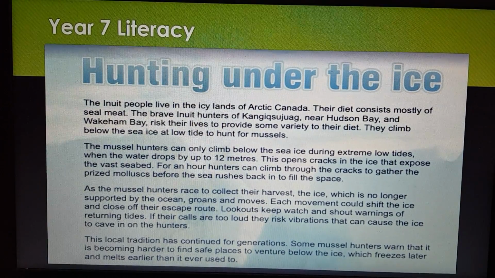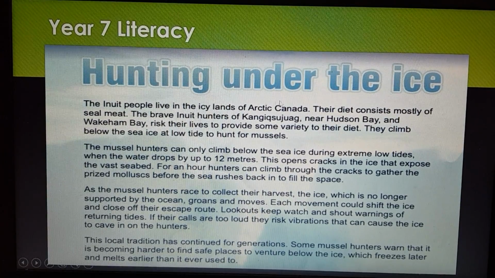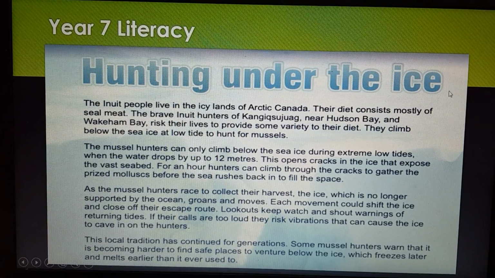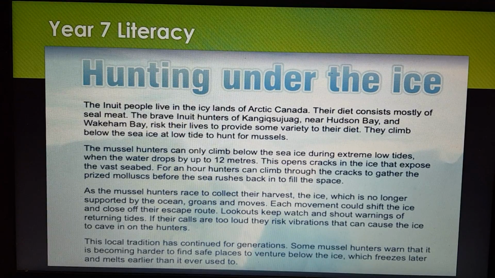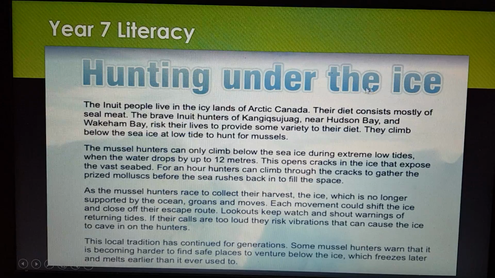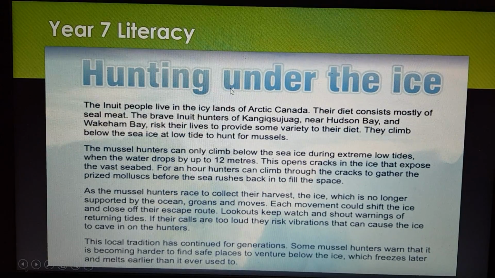It's called Hunting Under the Ice. Now, what I would like you to do is look at the text. I want you to read the title and discuss what you think the text will be about. Okay, so this is one of our very first things that we do. We use the clues on the page to help us understand what we're going to be reading about. So this is titled Hunting Under the Ice. So you have to assume that there's hunting involved, there's ice involved, and the hunting is happening under the ice.